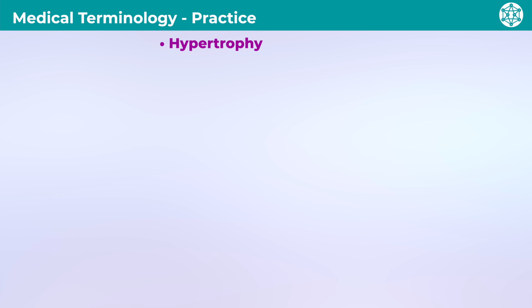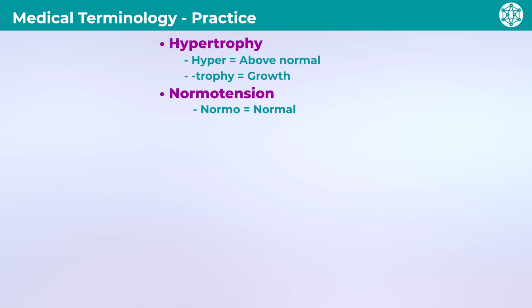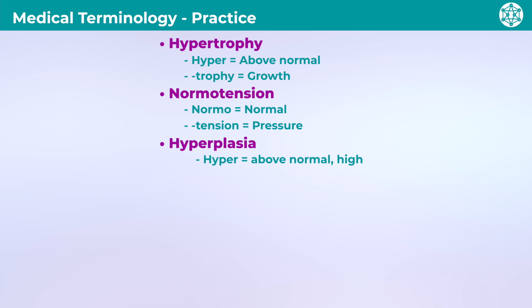The first one is hypertrophy, which can be broken down as follows. Hyper means above normal, and trophy refers to growth. However, in this context, trophy does not imply an increase in the number of cells, but rather an increase in their size. The next word is normotension, which can be understood as norm, meaning normal, and tension, meaning pressure. So in the context of blood pressure, you can think of it as your normal blood pressure. Hyperplasia can be broken down as hyper, meaning above normal or high, and plasia indicating growth. This emphasizes the distinction between hyperplasia, increase in cell number, and hypertrophy, increase in cell size.